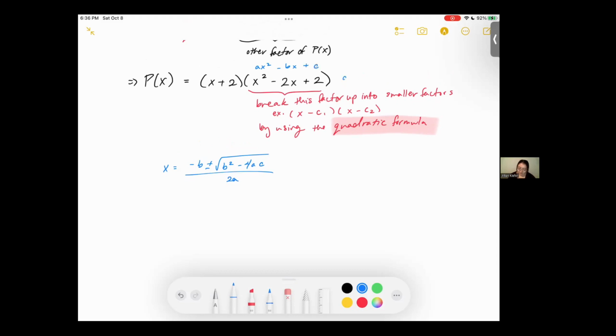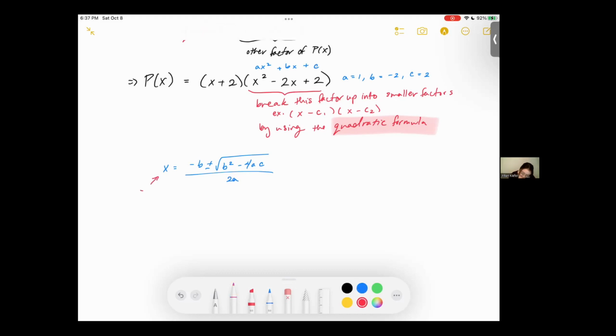So for us, we have that a is 1, b is, oh, that should be a plus there. Sorry about that. So b would be negative 2 in this case, and c would be positive 2. So it should look like ax squared plus bx plus c. So that's how we get our values of a, b, and c. And now we're going to plug these values into our quadratic formula to find x, where x are zeros. So let's write that in real quick.